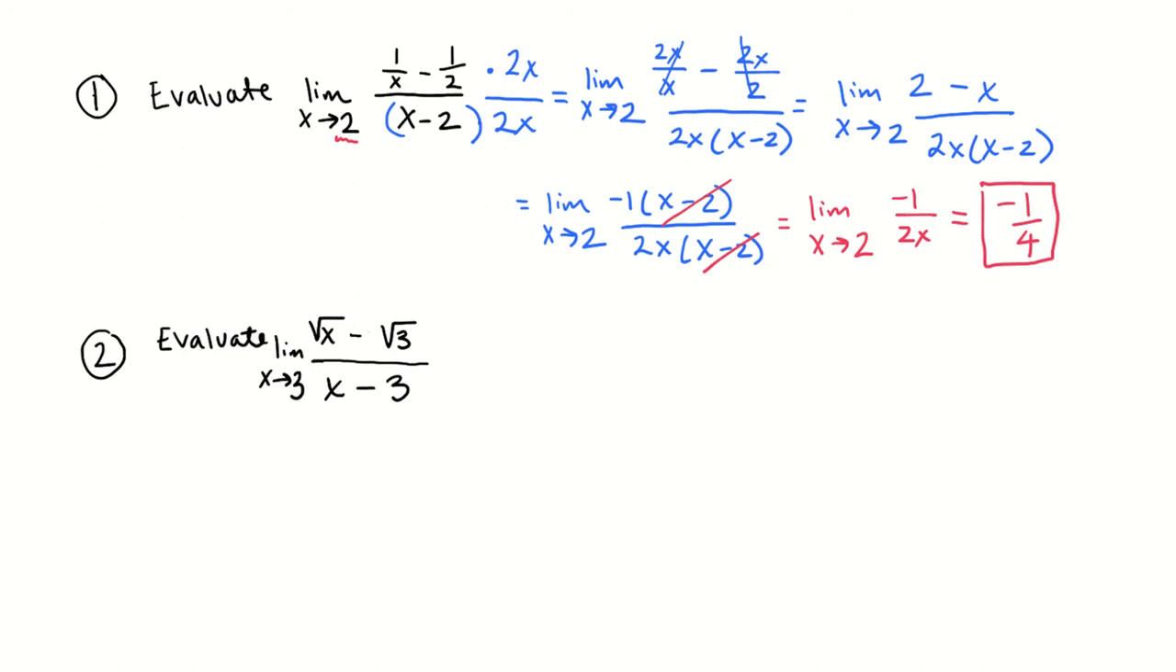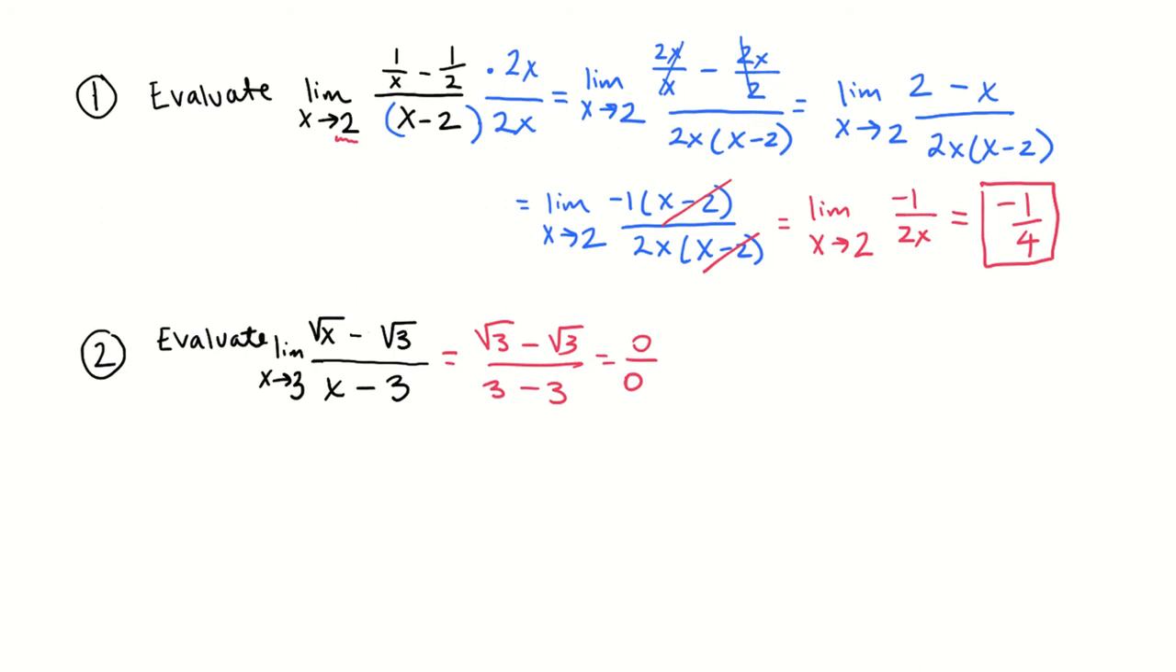Let's do one more, example 2. Evaluate the limit as x goes to 3 of square root of x minus square root of 3 over x minus 3. Again, we want to start by trying to plug in x equals 3. Doing that, we would get square root of 3 minus square root of 3 over 3 minus 3, which is 0 over 0, which is undefined. So we need to try something else.